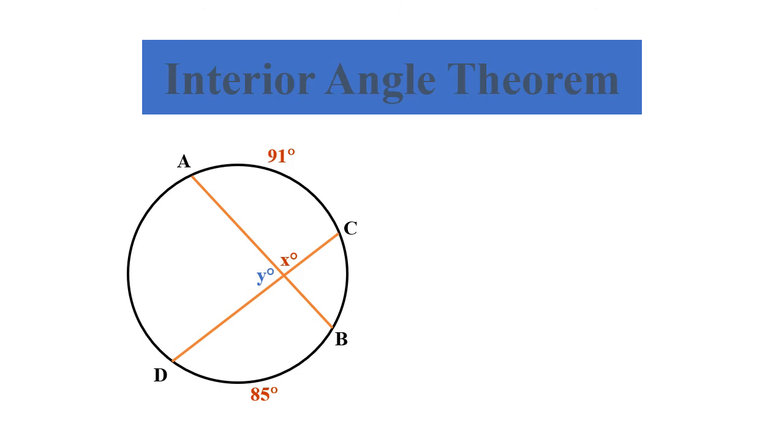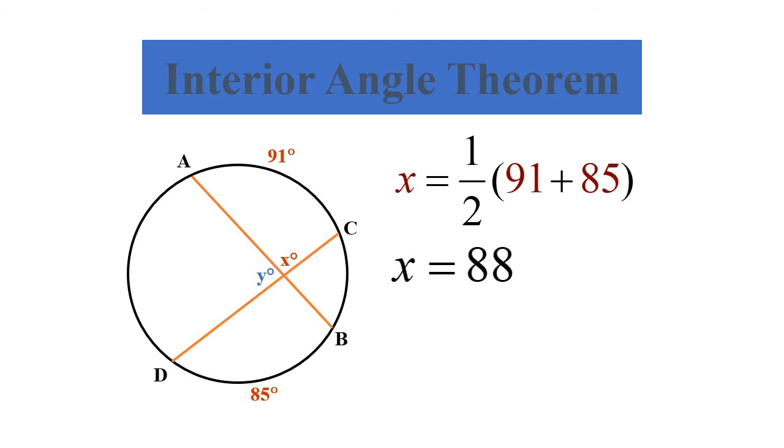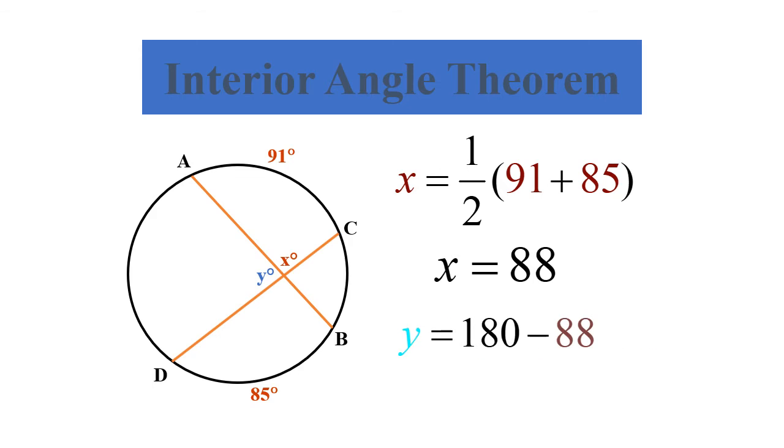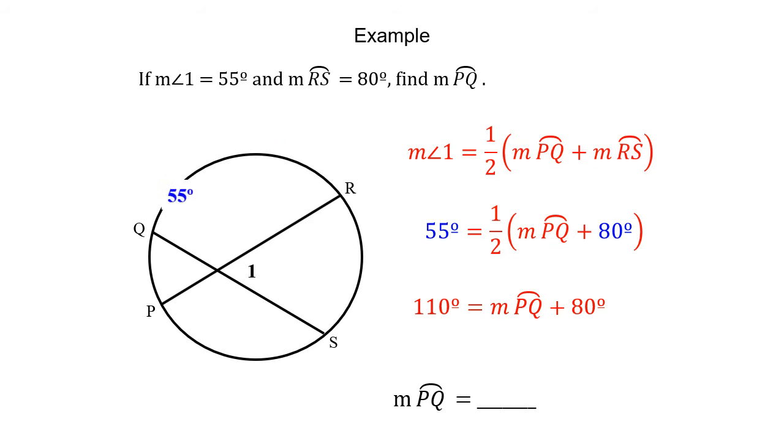By the interior angle theorem, we want our angle X, which will be half the measure of arcs 91 plus 85. So our result will be 88. For Y, it will be the difference 180 minus 88, so our Y will be 92.